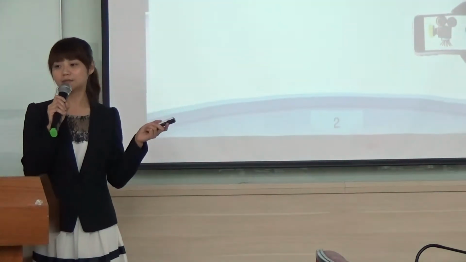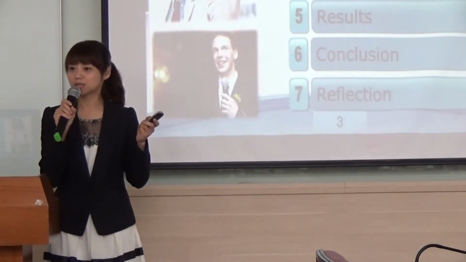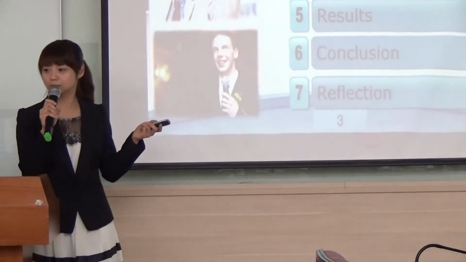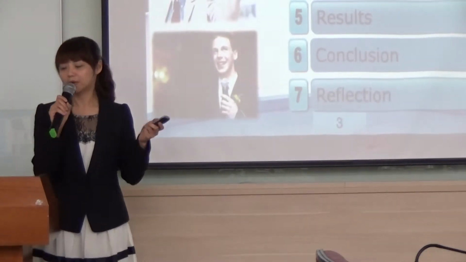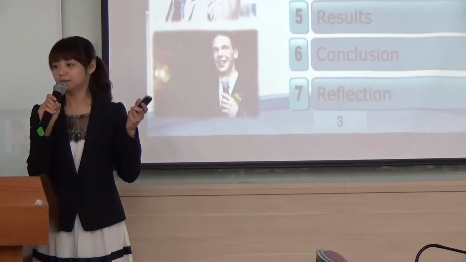Okay. And the next part is the citation of the article. This article is from Computers and Education in 2012. And today my presentation will contain 7 sections. First is introduction, second, literature review, research question, and followed by the method, results, conclusion, and the last part is my reflection. First, introduction. We're talking about the backgrounds and purpose of the study.